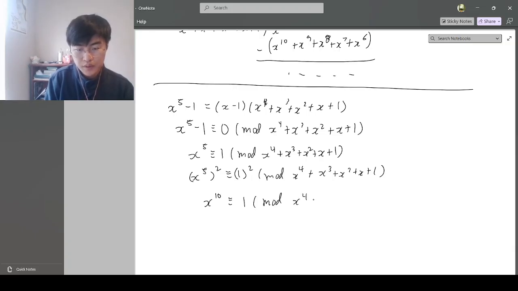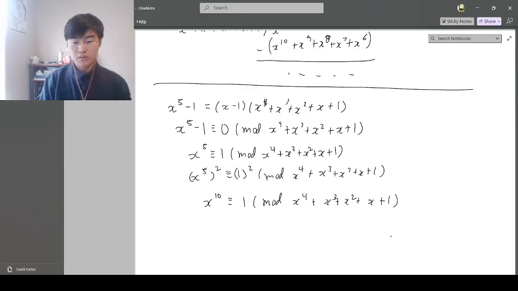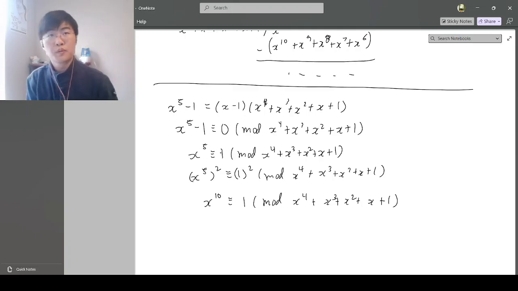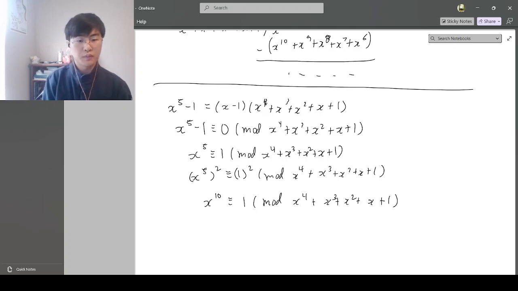So this would just basically state that the remainder of dividing x to the 10th by x to the 4th plus x to the 3rd plus x to the 2nd plus x plus 1 would give us a remainder of 1. Let's try to explain what the steps here were. I think some people, especially if they have done competition math, would be familiar with a lot of the notation I used here. But let's go over some of these in case you don't.